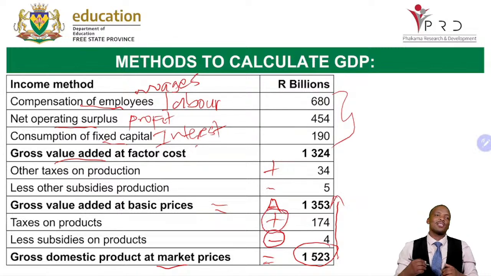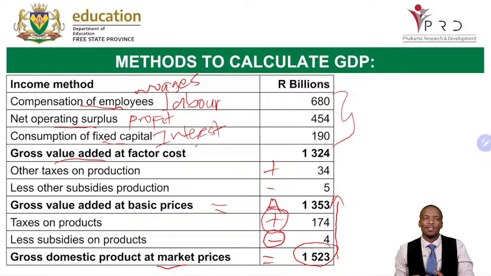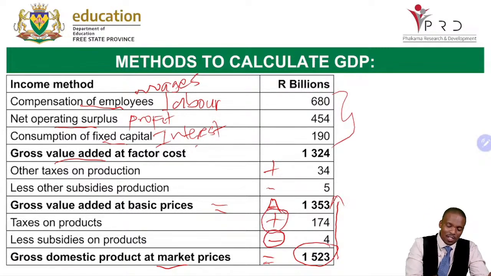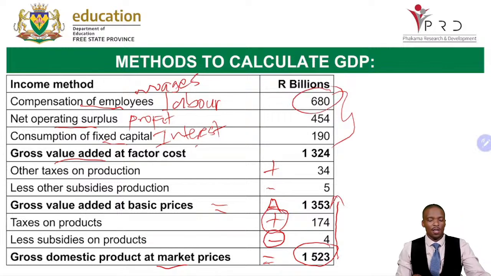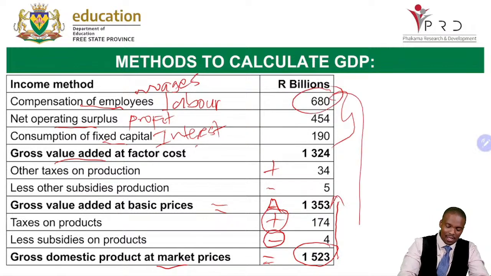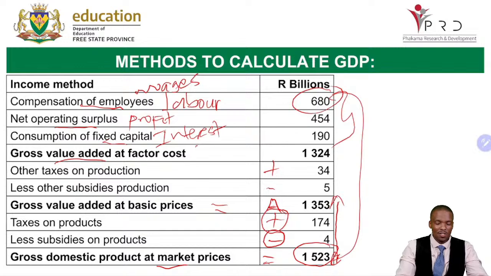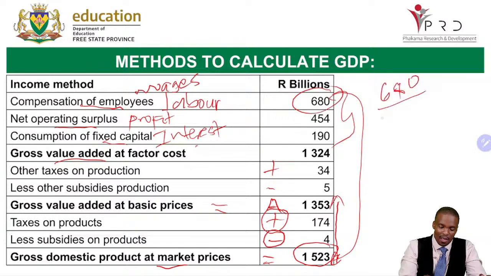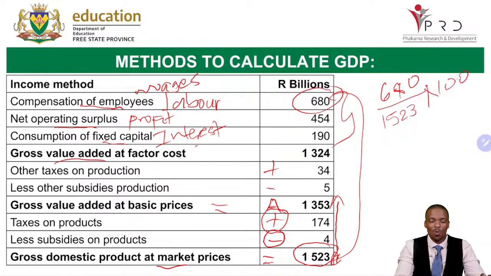Then again, there's something that we call percentages, where you are asked to say, calculate compensation of employees as a percentage of GDP at market prices. So you'll take your compensation of employees figure there, which is 680. Then you divide it by 1,523. Then you multiply by 100, because you want it as a what?